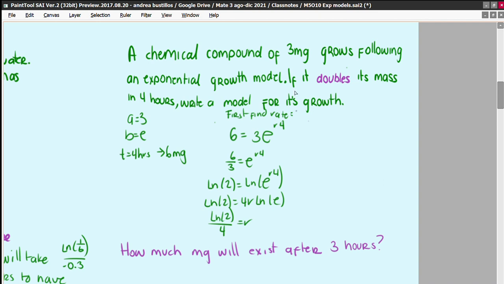So the model for the growth of this chemical is, I'm going to write it as mass because we're talking about mass. The mass at a certain time is leading coefficient times my base raised to the rate we just found, ln of 2 over 4 times the time. So this is the model.